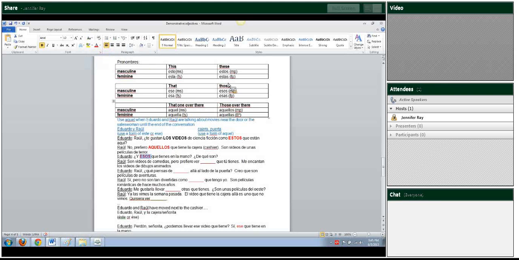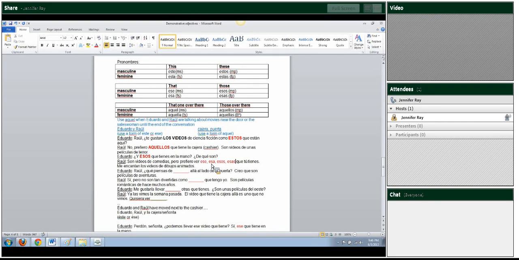Okay. ¿De qué son? Son videos de comedias, pero prefiero ver blank que tú tienes. So they're video comedies, but I prefer to see those that you have. He's going to still say those because Raúl is now talking about the ones that Eduardo has. He says, me encantan los videos de dibujos animados. So I love cartoons. So again, the options are ese, esa, esos, esas.